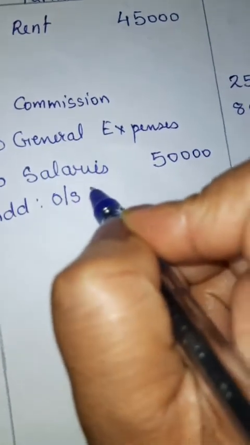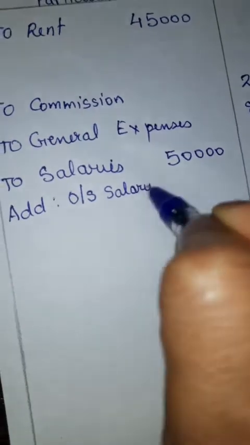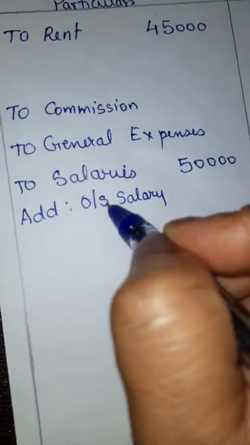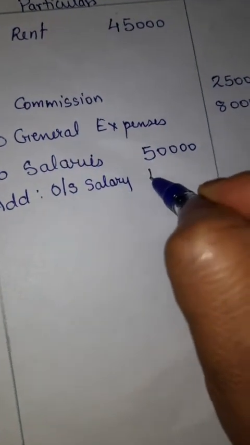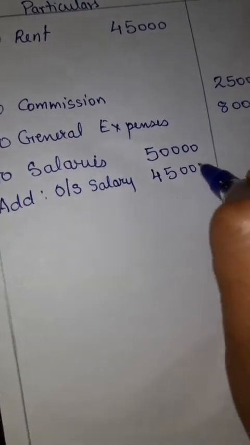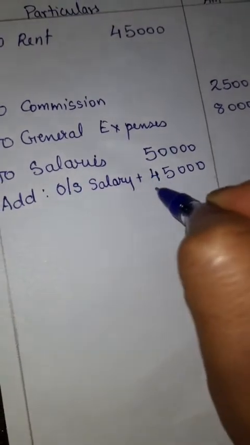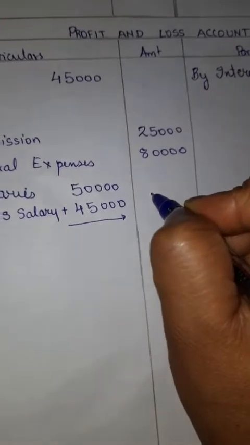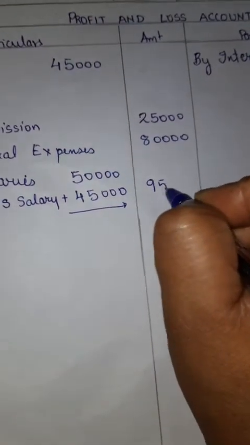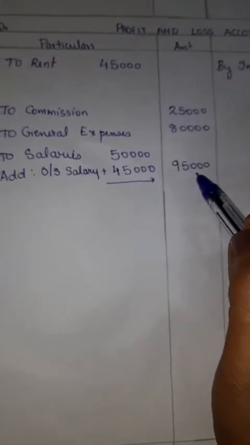So you have to add outstanding salary. See, this is the short form of outstanding salary, O/S. So outstanding salary, the amount given to you in the additional information is 45,000. This will be added to the salary amount, and the total you can put in the outer column as 95,000. Okay, 95,000 I have added and put it in the debit side of profit and loss account.